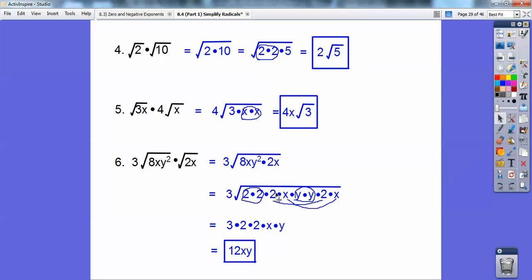And this 2 right here matches up with this 2 over here. So everything comes out in pairs. There's no radical left because there's nothing left inside the radical. So then go ahead and multiply those guys out, and you get 12xy.